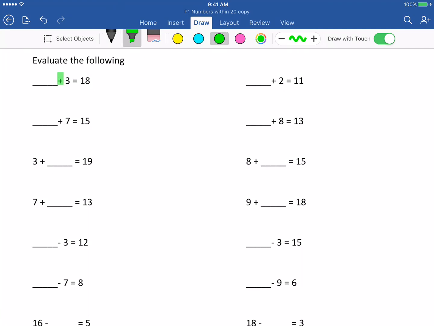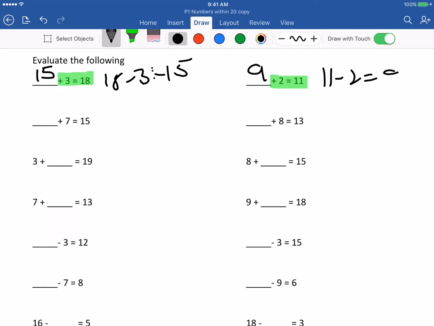So the first one will be this one. What must you add to 3 to give you 18? The answer is 15. 18 minus 3 is 15. Okay, what must you add to 2 to give you 11? The answer is 9. 11 minus 2 is 9.